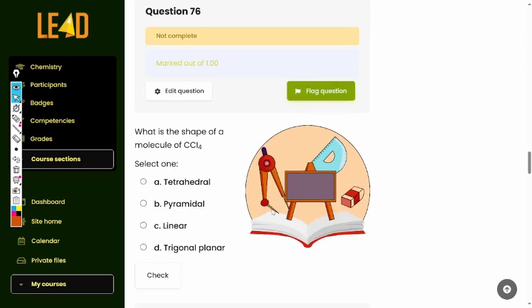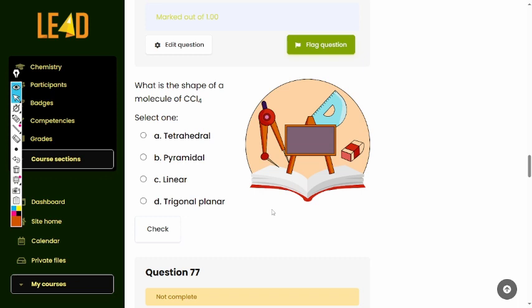Alright, 76. What is the shape of a molecule of tetrachloromethane? This is tetrachloromethane. So it has a tetrahedral shape. So the carbon bonded to 4 chlorine atoms will give us a tetrahedral shape.